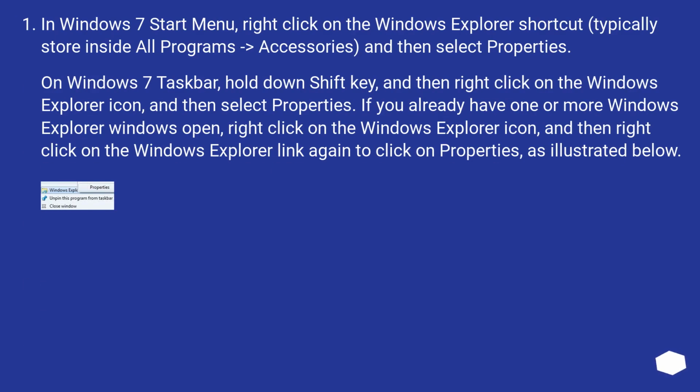In the Windows 7 Start menu, right-click on the Windows Explorer shortcut, typically stored inside All Programs > Accessories, and then select Properties. On the Windows 7 taskbar, hold down the Shift key, and then right-click on the Windows Explorer icon, and then select Properties. If you already have one or more Windows Explorer windows open, right-click on the Windows Explorer icon, and then right-click on the Windows Explorer link again to click on Properties, as illustrated below.